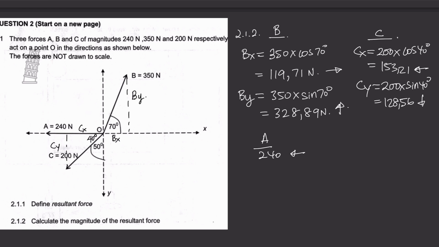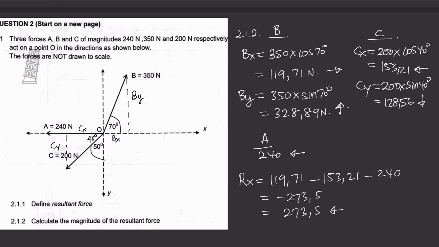So if we want the resultant here, all we have to do is add up the forces. The resultant in the x direction is going to be 119.71 minus 153.21, and then minus 240. So you put that in your calculator: 119.71 minus 153.21 minus 240. That's minus 273.5, and that's basically 273.5 to the left.